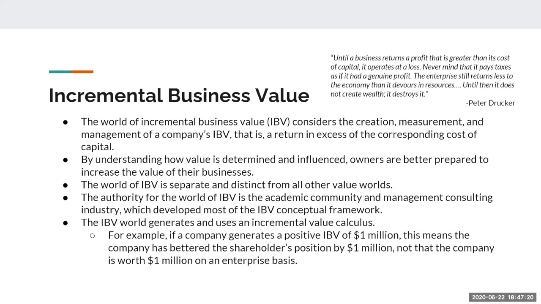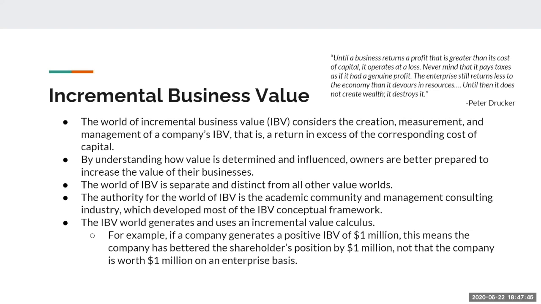By understanding how the value is determined and influenced, business owners are better prepared to increase the value of their business. I like the fact the text pointed out that the world of IBV is separate and distinct from all other value worlds. So we've been learning about all these different value worlds. We've mentioned some of them today, right? The financial, asset, and synergy value worlds are some of those. And this one is completely distinct and separate from all of those.